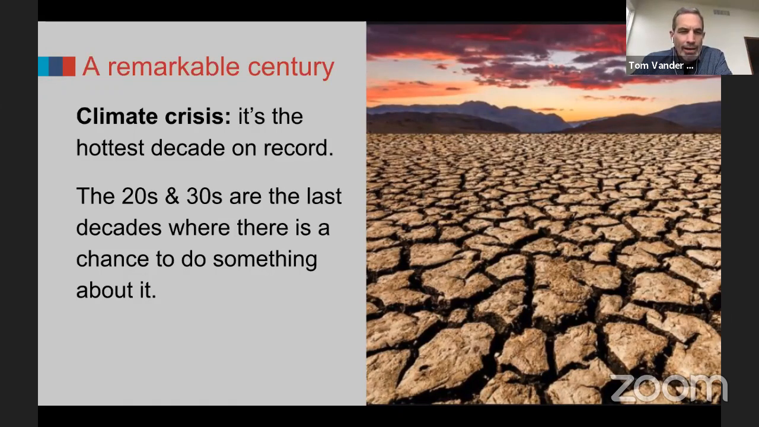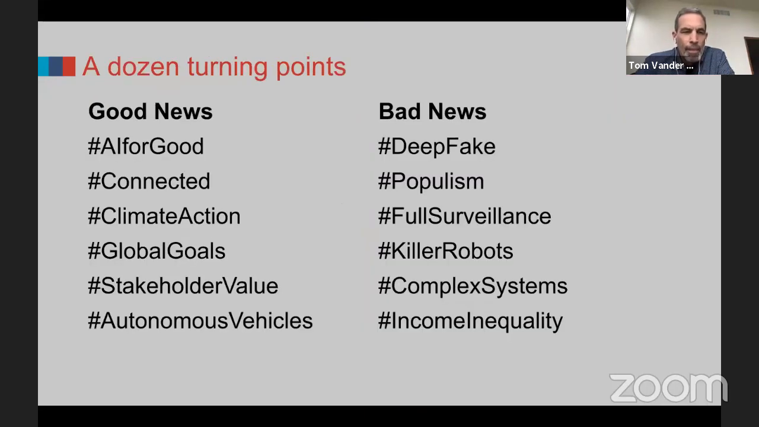We have the Amazon burning, and many experts would say that the 2020s and the 2030s are really the last chance for us to do something significant about climate change. That if we don't change the trajectory in the next few years, we're going to speed past 2 degrees of warming to 3 or even 4, and that's going to mark very significant changes in life on Earth for billions and billions of people. So let's take a look at these interesting turning points.